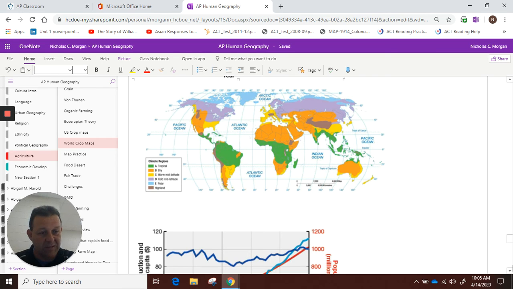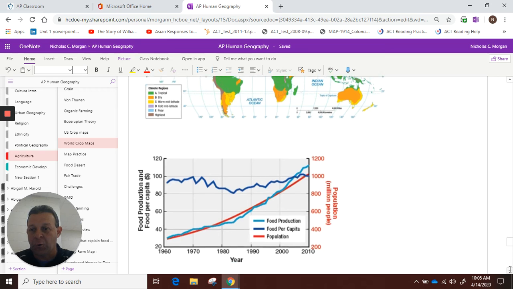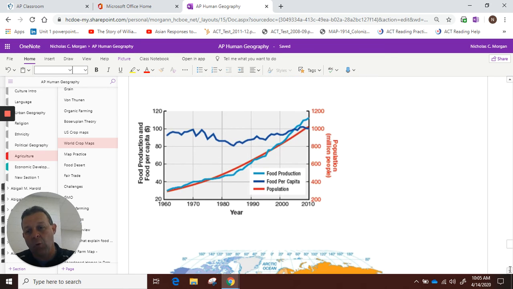Climate regions is a good study too, because this will help you explain why certain crops are grown in certain places. So take a look at that map. This is all under World Crop Maps in OneNote under Content Library and Agriculture.